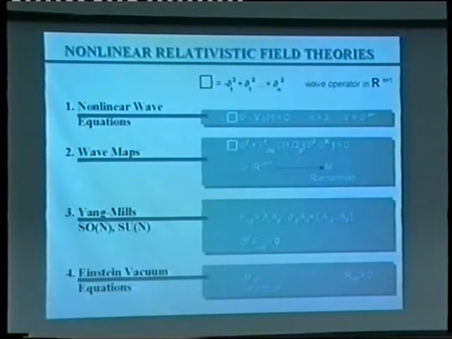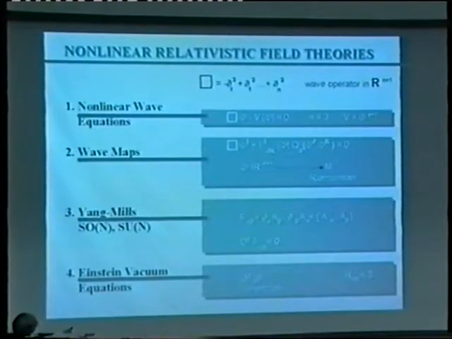So the simplest one is nonlinear wave equations. These are equations which have already been discussed by Bourgain. So Bourgain discussed exactly this case. But there are others which I believe are much more interesting and have much more geometric structure. The wave maps, which are the analog of harmonic maps. So this is a system of equations.